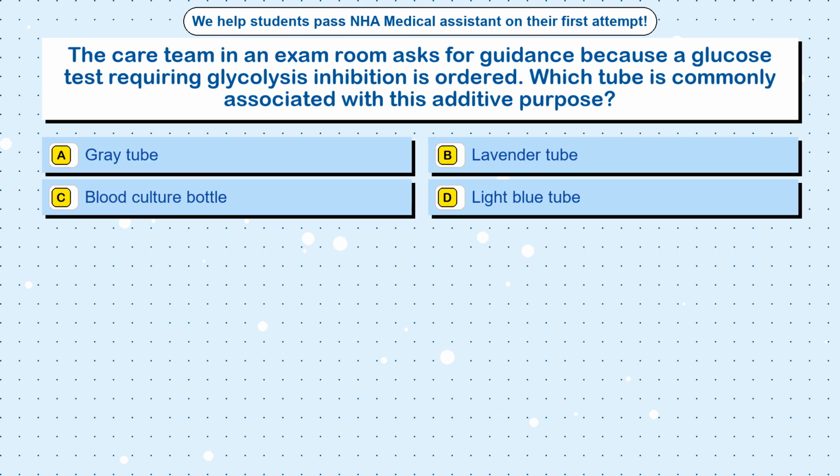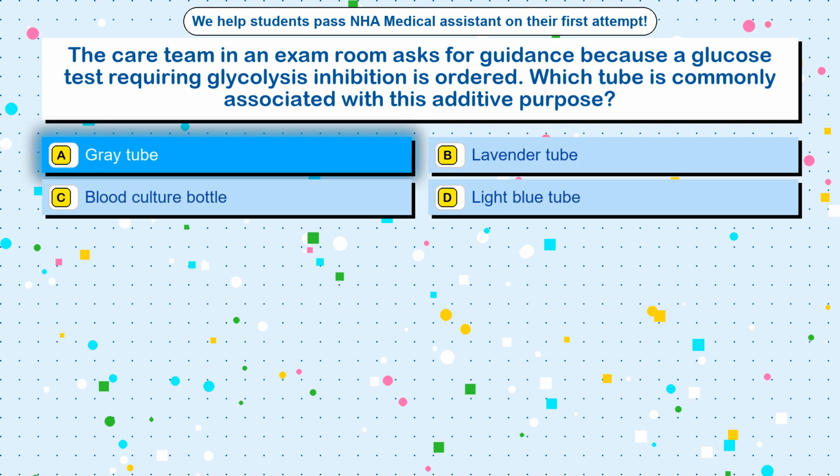Question 48. The care team in an exam room asks for guidance because a glucose test requiring glycolysis inhibition is ordered. Which tube is commonly associated with this additive purpose? Option A, gray tube. Option B, lavender tube. Option C, blood culture bottle. Option D, light blue tube. The correct answer is option A, gray tube.